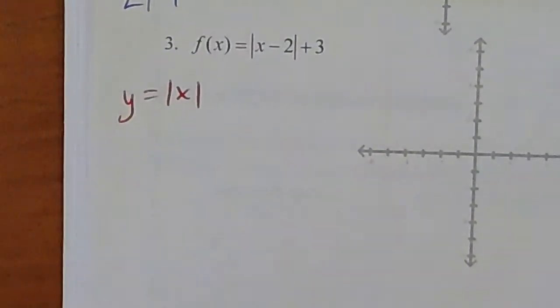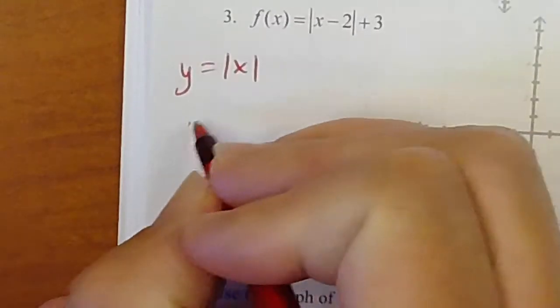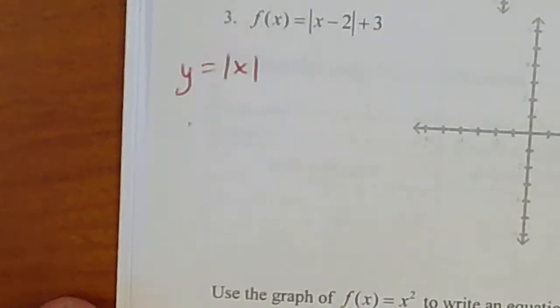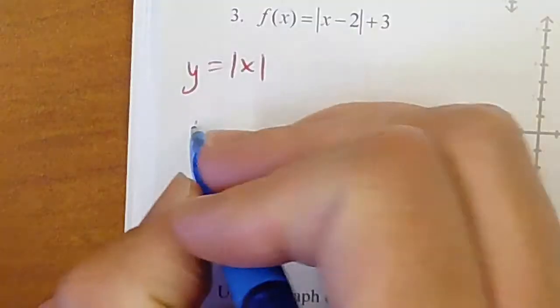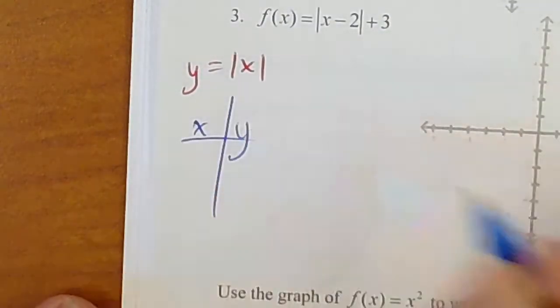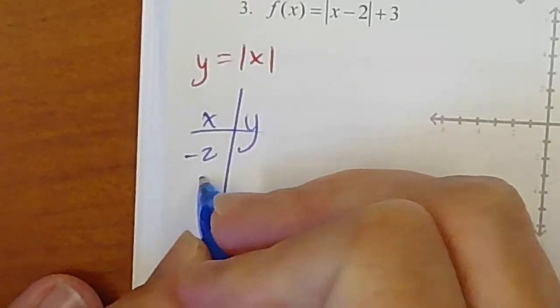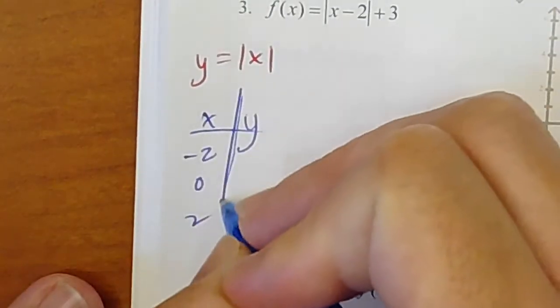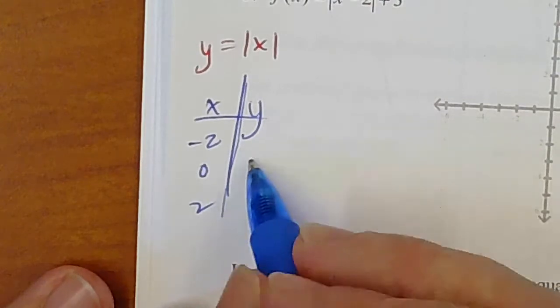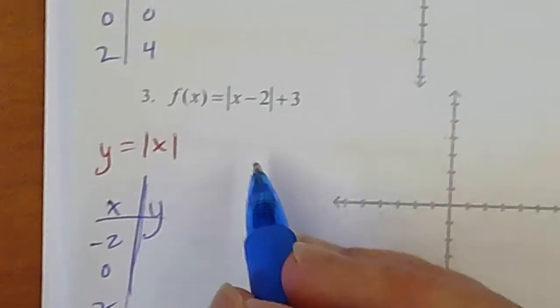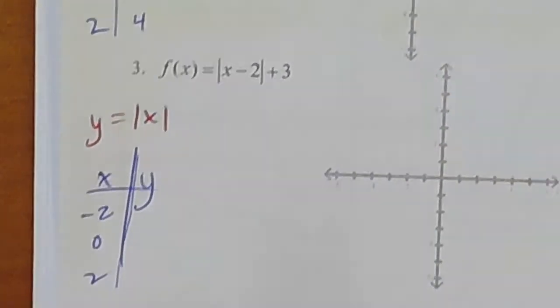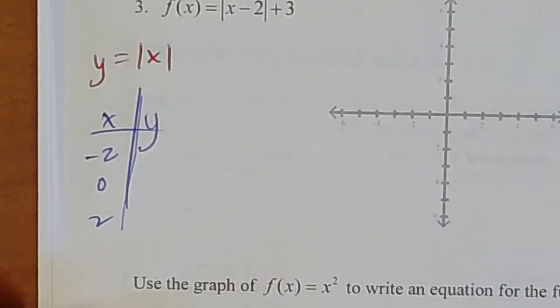So let's get some coordinates so we don't just wing this. Try to be accurate. Use -2, 0, 2. Figure out what y is going to be. Get your parent function, and then figure out the final result. Go ahead, I'll give you about a minute or 2 to do that.